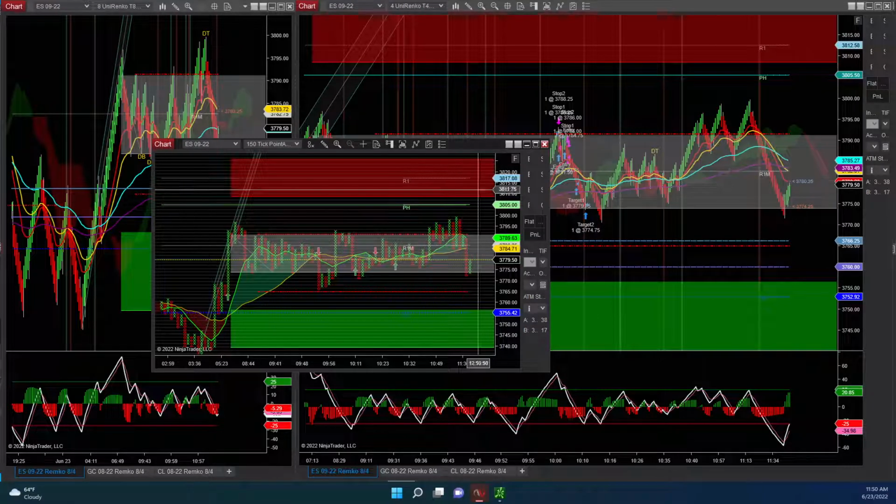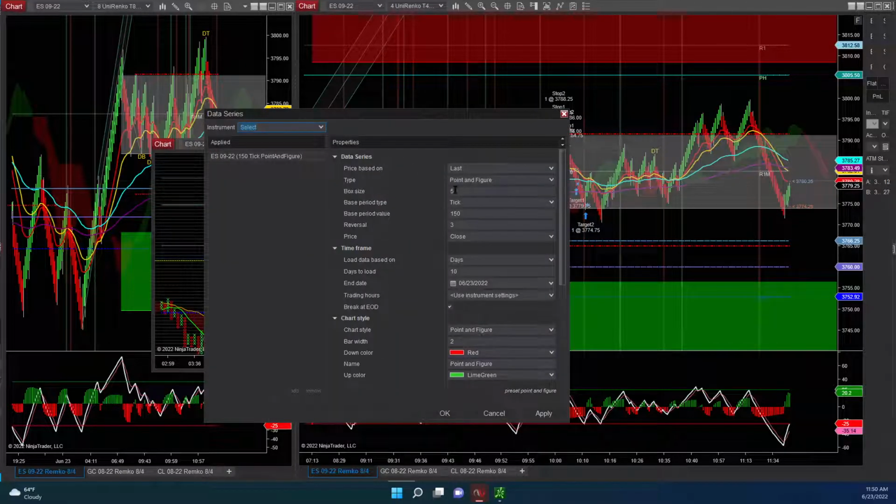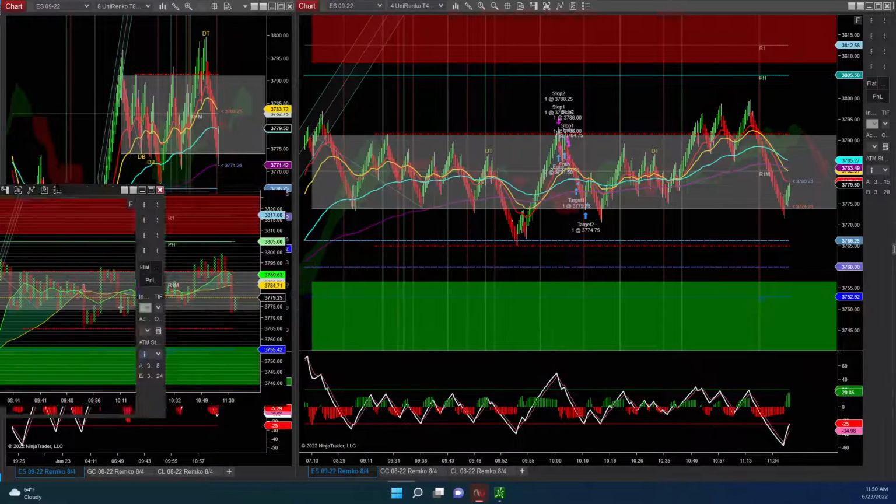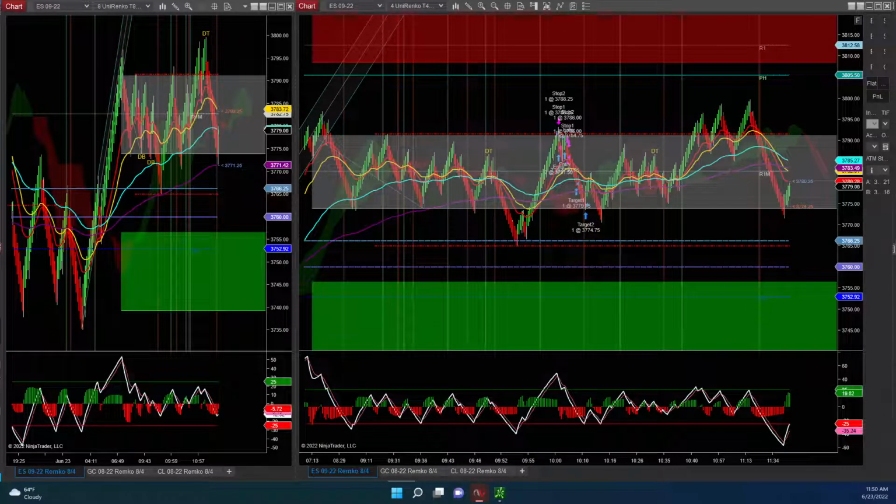You see the point and figure, and let me show you my settings. This one is a box of 5, and the reversal is 3. Okay, so let me close this one and move this one out of the way.